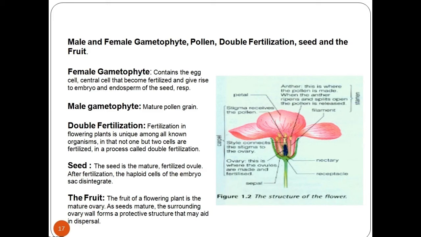The female gametophyte contains the egg cell and the central cell, which become fertilized and give rise to the embryo and endosperm of the seed respectively. The mature embryo sac is situated at the outer opening, the micropyle, of the ovule, ready to receive the sperm cells delivered by the male gametophyte, which is the mature pollen grain.